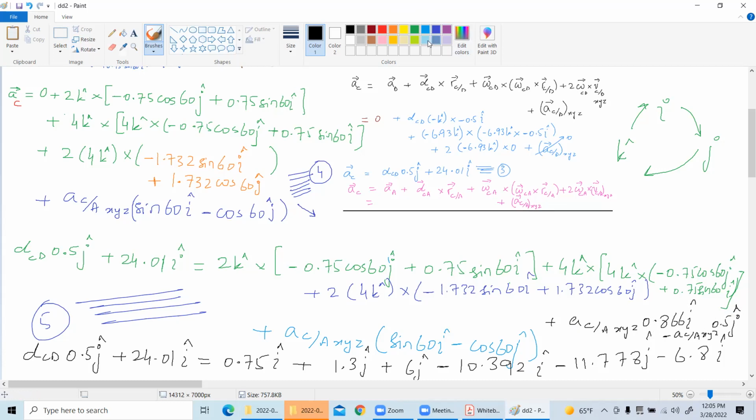And then I will use some nice colors for my own sanity. Hang on, let me use different colors. Let me use a purple color here. This is my J, J, J, J, J. The rest are I's.